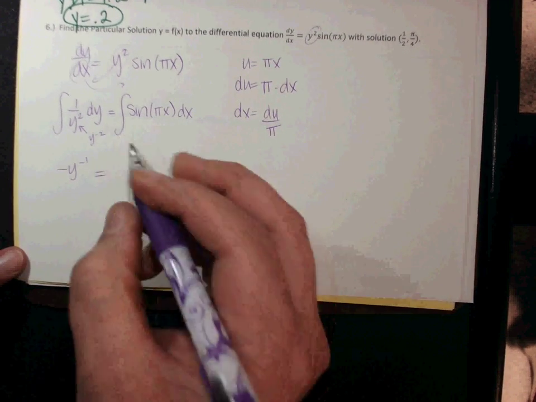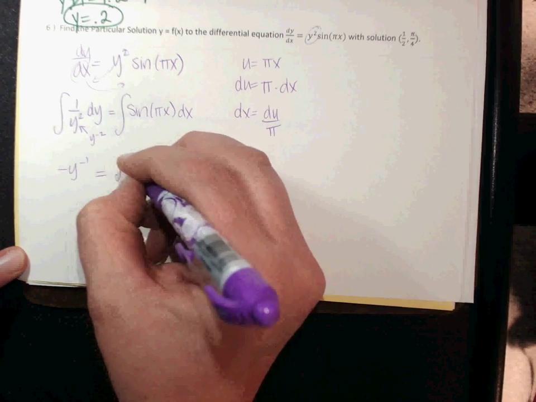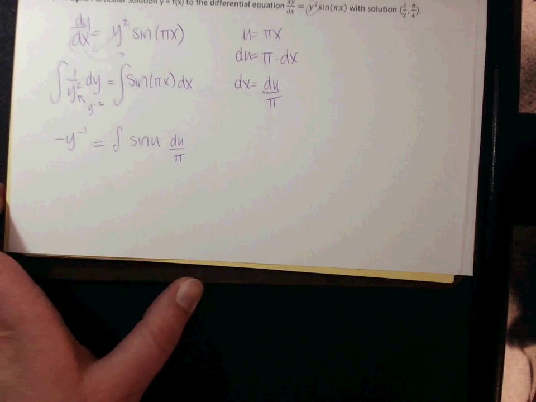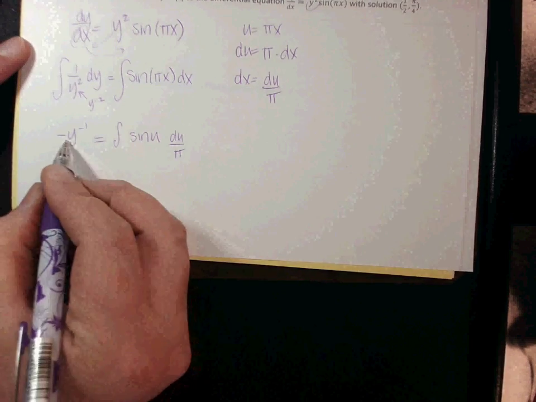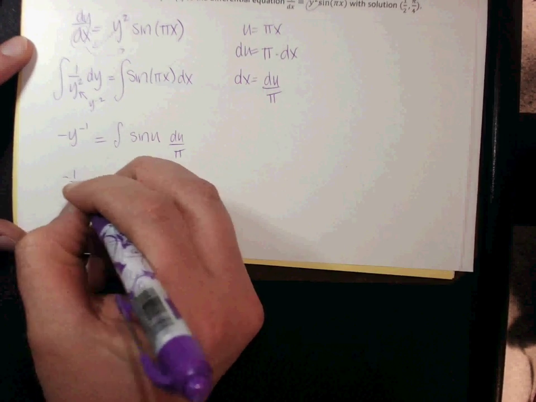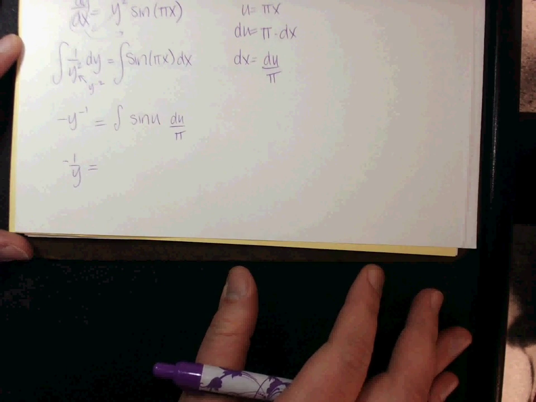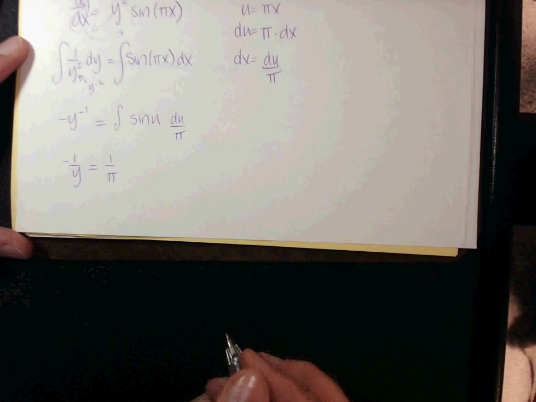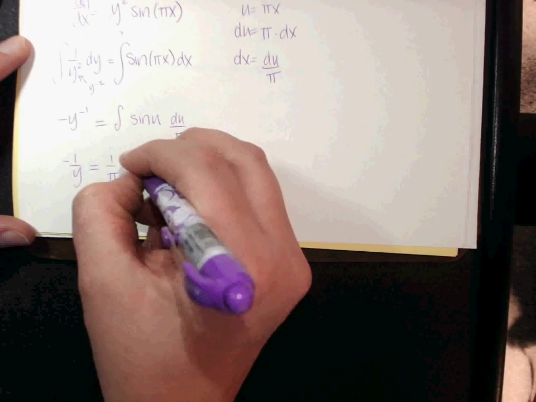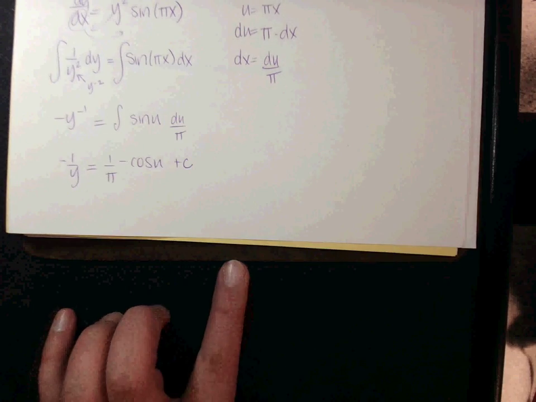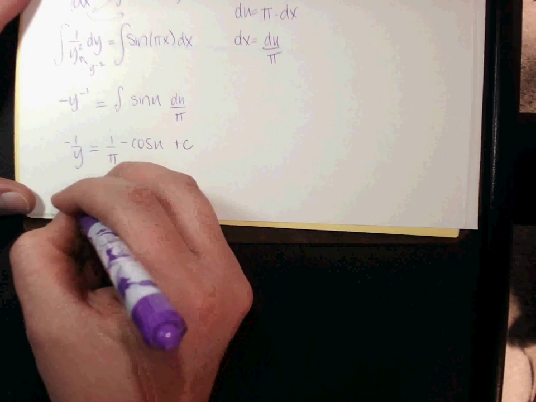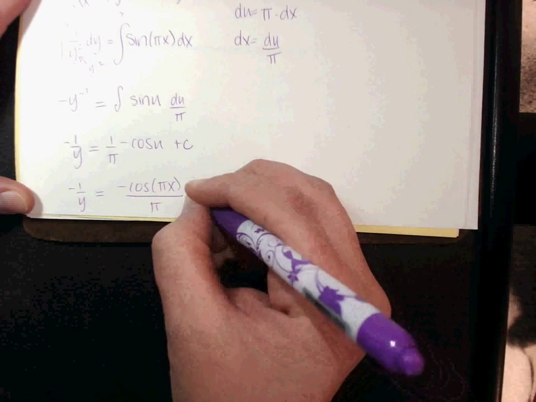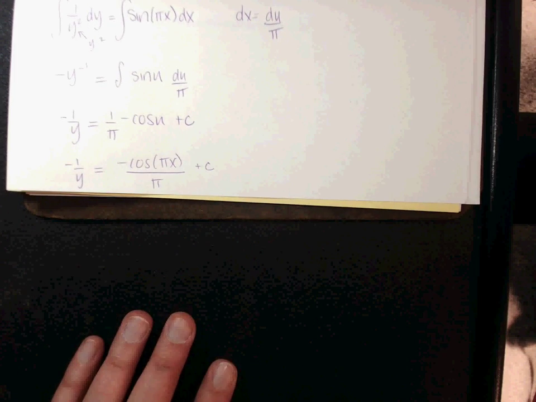Okay, let's rewrite our integral. So on this side, I'm going to have the integral of sine u du over pi. And what can we do with the over pi part? Pull that out to the front. So on this side, I'm going to write this as -1 over y, just to make that a little bit easier to look at. And then what is the integral of sine? Negative cosine. So negative cosine u plus c. Next step, I'm going to have -1 over y equals negative cosine of u, which was pi x, over pi plus c. So I'm just going to take that 1 over pi and turn it into a fraction.